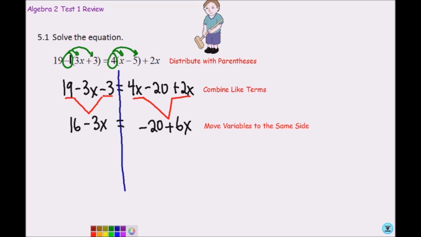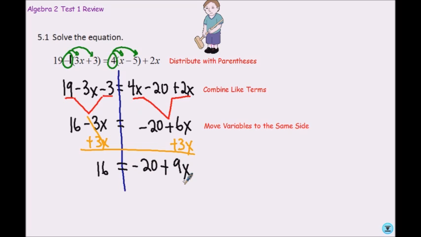Some people like doing move the smaller over to the bigger. So if you wanted to do it that way, that would mean adding 3x to both sides. Why adding 3x? Well, because the opposite of subtracting 3x would be to add 3x. And so I've got 16 equals -20 plus 9x. Now I'm just trying to get x by itself. So I'm trying to get all the numbers, if I moved all of the x's over to the right, then all of the numbers that are just by themselves, I'm going to move over to the left. So I would do the opposite. Opposite of subtracting 20 would be to add 20. And so we end up with 36 equals 9x.